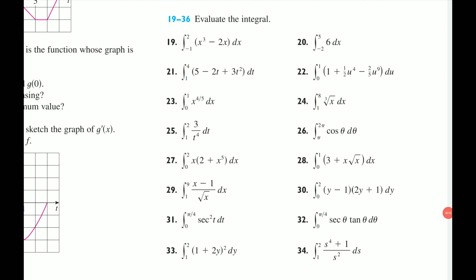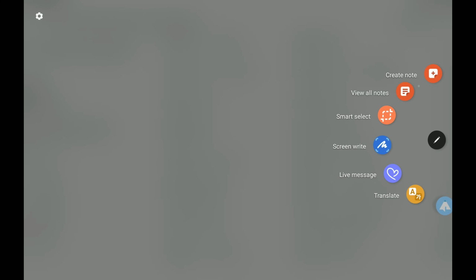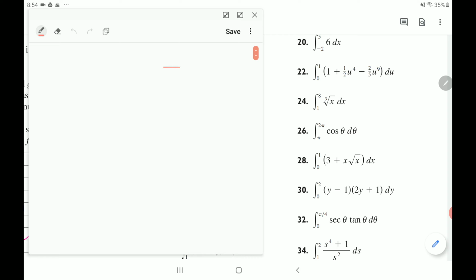Alright, before we get started, let's see if this works, great. Okay, good, it works.